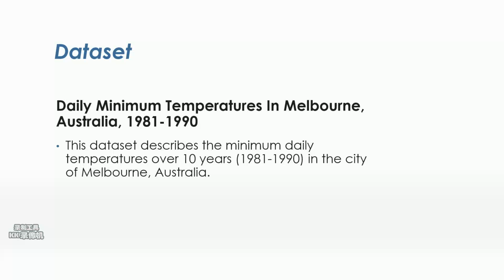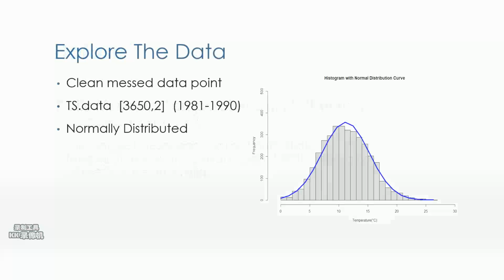The points are recorded daily, so the frequency is set to 365. The data has a size of 3,650 observations. For a better understanding of this data, I plotted the main features I'm interested in. The first one is a histogram plot of the data. It shows that the data is distributed normally well.